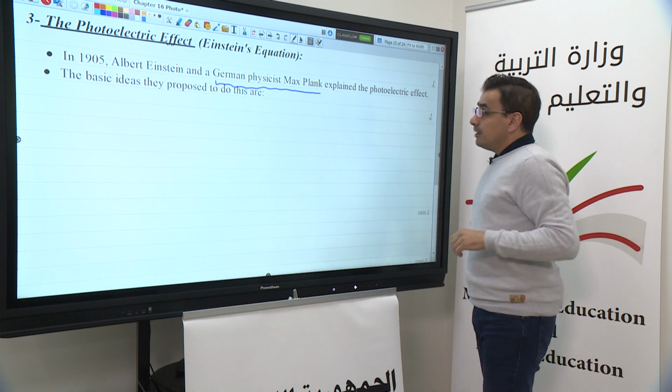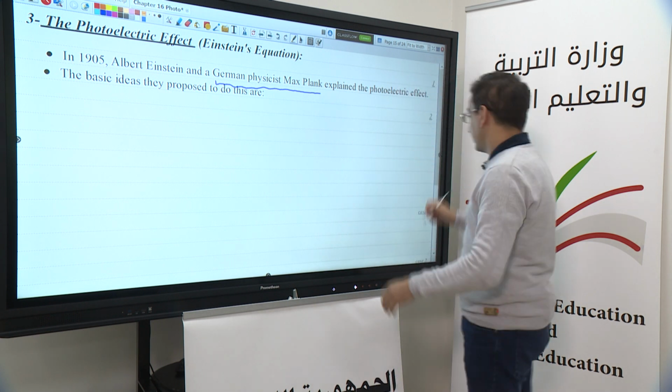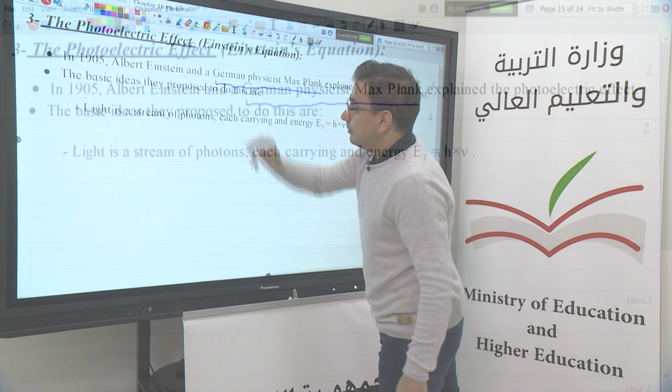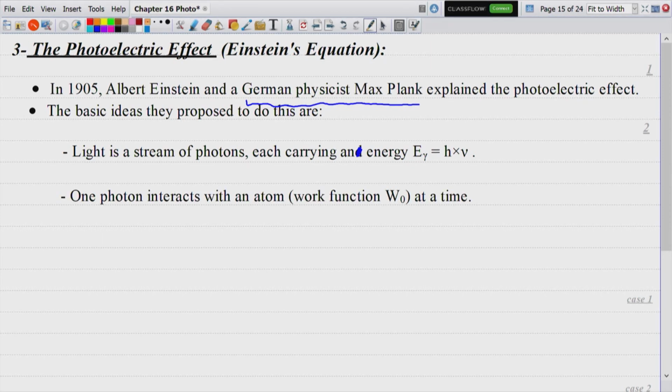Anyway, in order to do this, Einstein and Planck added some basic ideas. What are these ideas? First, they said that light is a stream of photons, each carrying an energy, E gamma of h nu, and you know that there should be no D here. The second idea they added is that one photon interacts with an atom at a time. It's important to know this. One photon at a time. We cannot have more than one photon interacting with the atom.